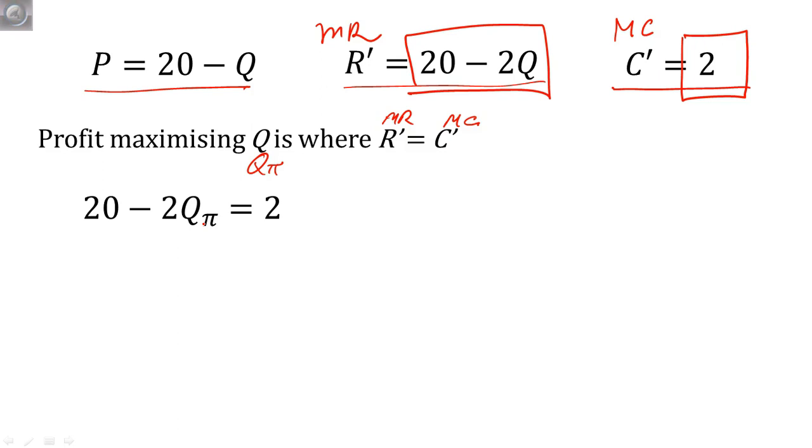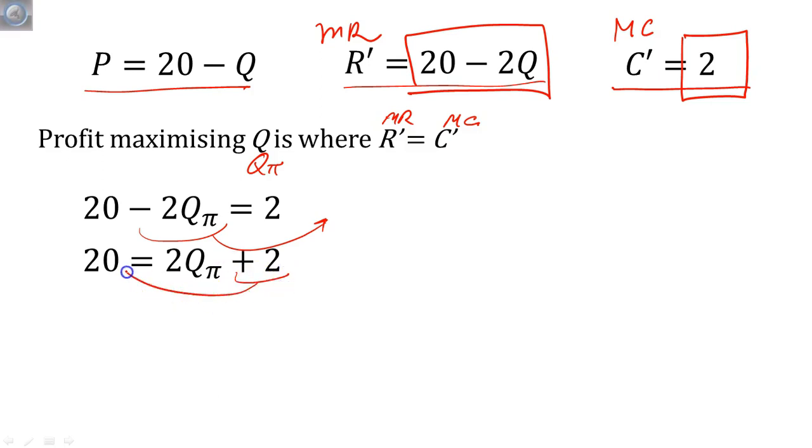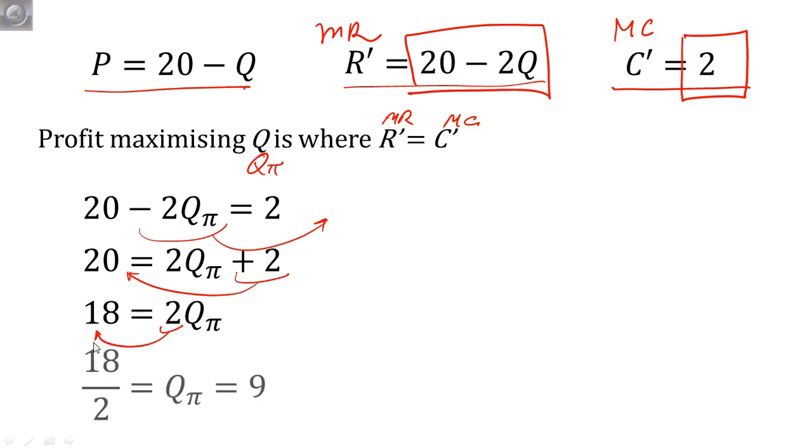Now we just want to rearrange it. So we'll take this guy and put it over here. So we got this. And then we'll take this guy and put it over there. And then we'll take this guy and put him over here. And there, voila. The profit maximizing output is 18 over 2, or 9, as we saw in the graph previously. So that's the profit maximizing output.